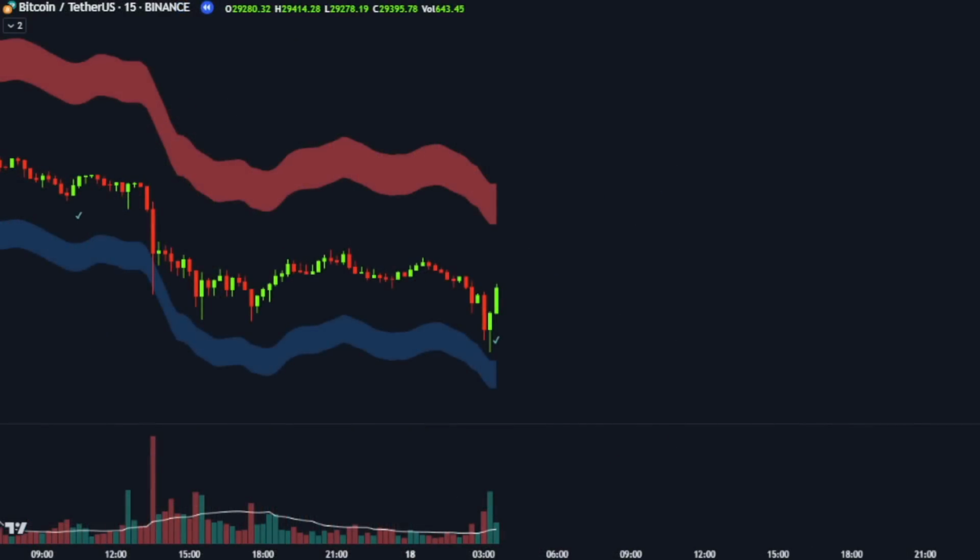Now we are in Bitcoin with a 15-minute time frame. Let's see how to take long trades. We have to meet the following conditions. First, we have to see that the price touches the bottom of the band. Second, we have to see the confirmation of the reversal indicator signal.